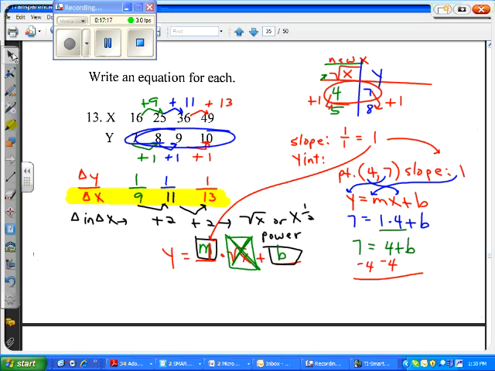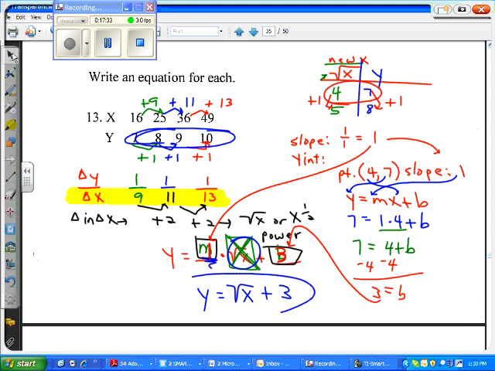So I'm going to have 7 equal 4 plus b. Subtract 4. I get b equal 3. And so there's going to be a 3 in the b position. So my equation should be y equal square root x plus 3, because that 1 is understood.